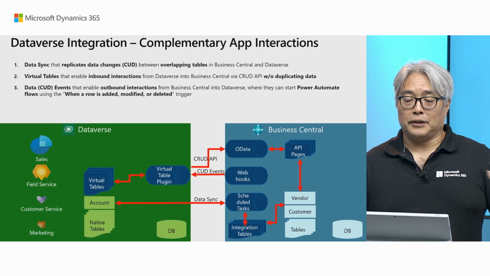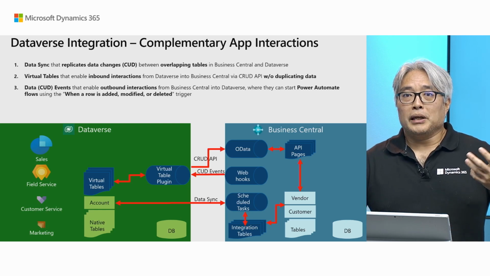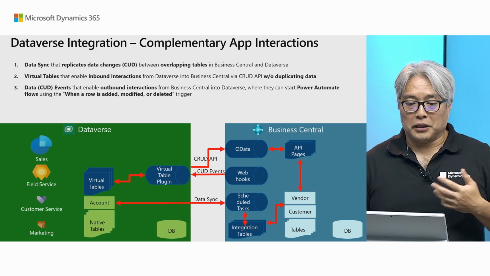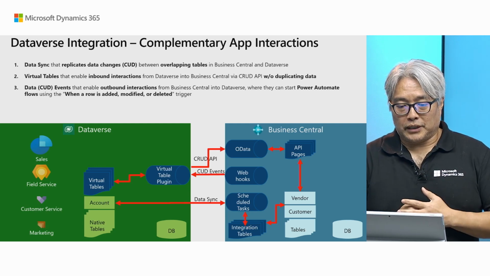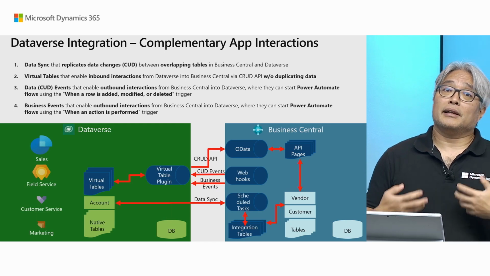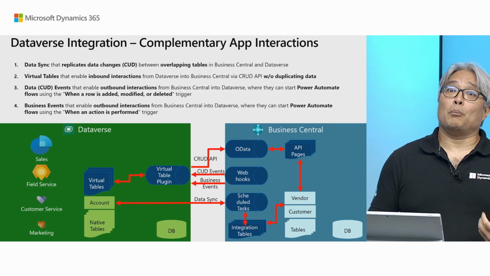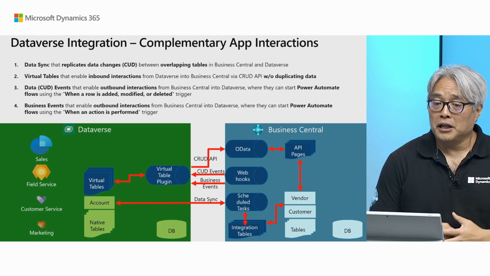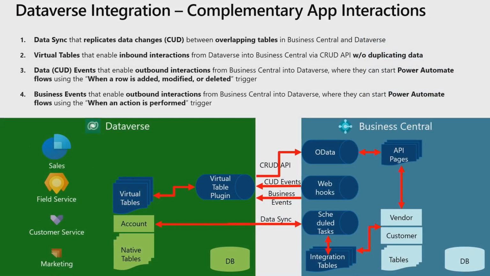So that's actually enabling the integration, outbound integration from Business Central into Dataverse. And finally, another outbound interaction is when Business Central can tell Dataverse that there's an action performed on their data or on anything, anywhere on the app itself. So in this case, it's called business event.